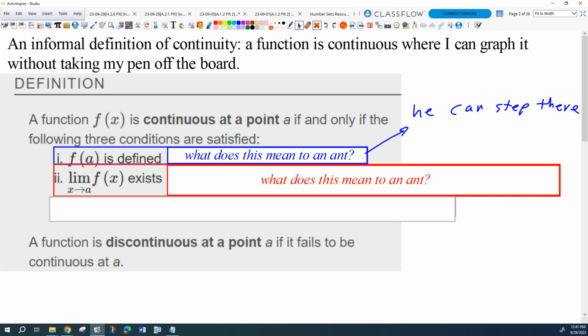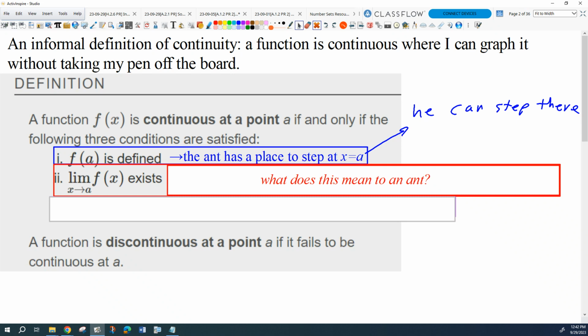What about this one? The limit of the function as x approaches A exists. What does that mean to an ant? Right, the ant has a place to step. Okay, I forgot I had those written out. So what does that mean to an ant if the limit of the function as x approaches A exists? Okay, he's not going to step on A, right? The limit doesn't mean he's stepping on A, but what can you tell me about him as he approaches A?